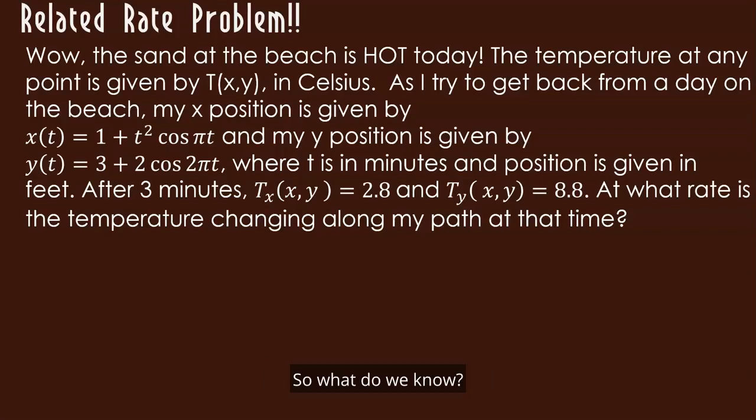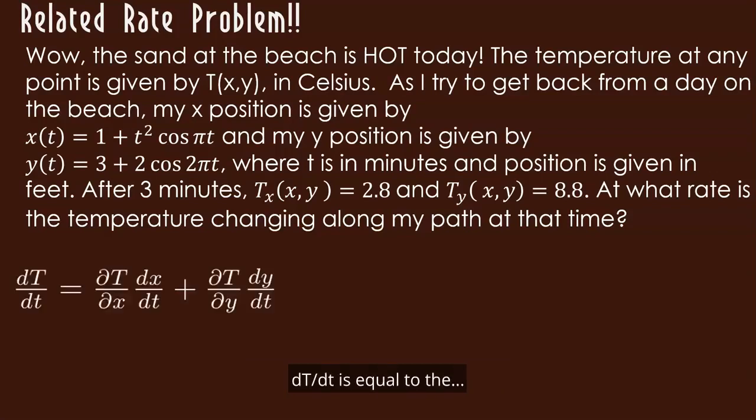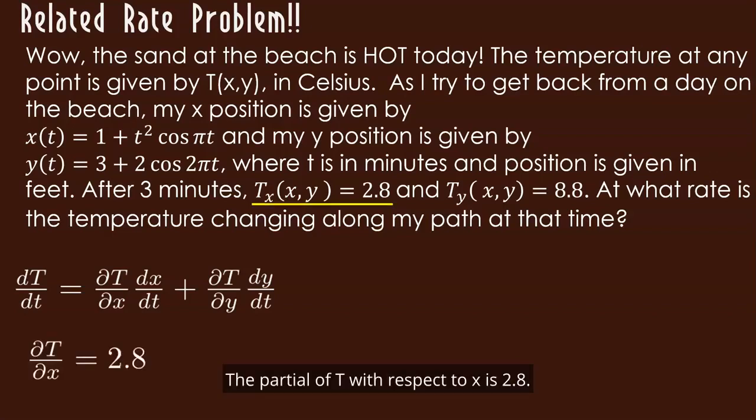So what do we know? Well, I've got T is a function of x and y, which are both functions of t. So I have the same tree structure. So the derivative, dT dt, is equal to the partial, you can read that. I get tongue-tied when I try to read all these partials and derivatives. There's the formula. So let's see what I know. The partial of T with respect to x is 2.8.